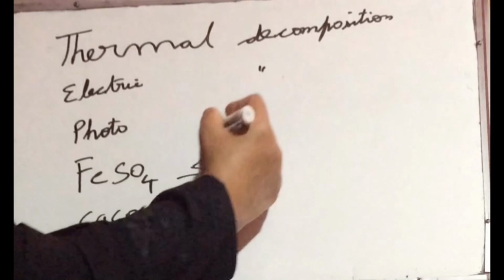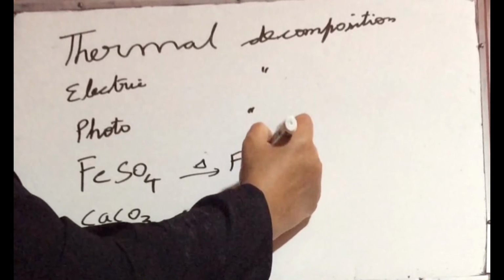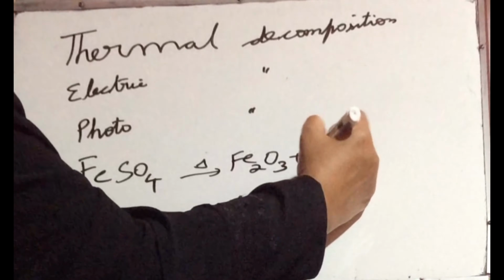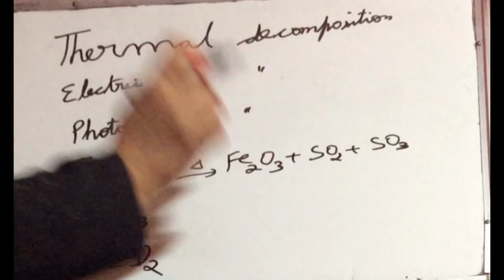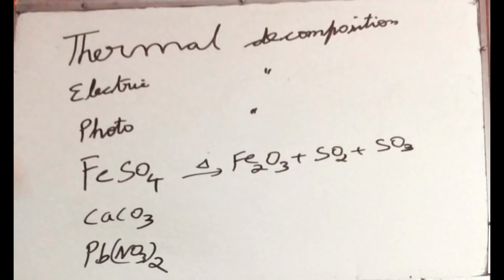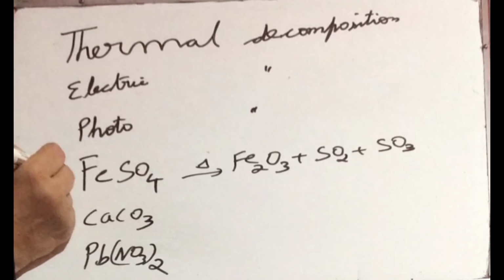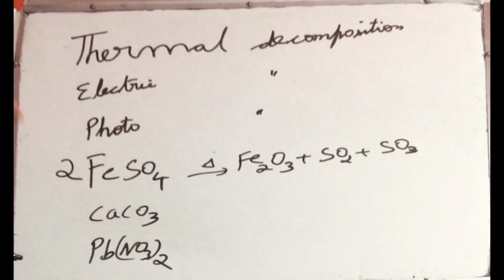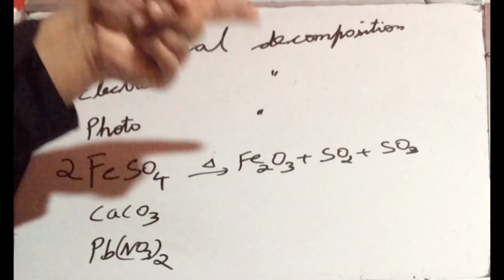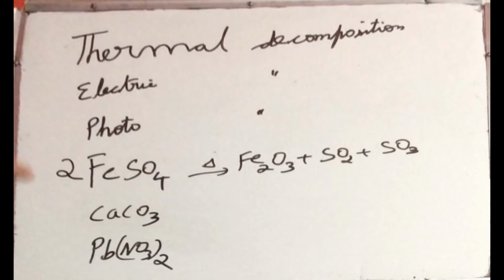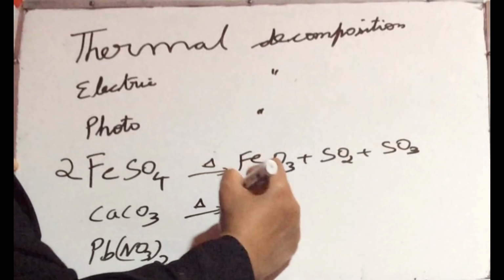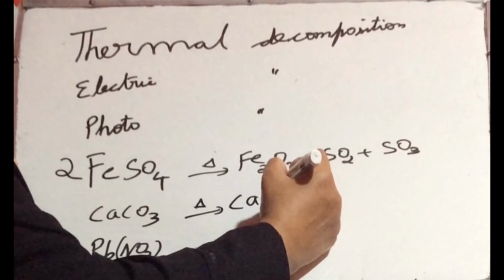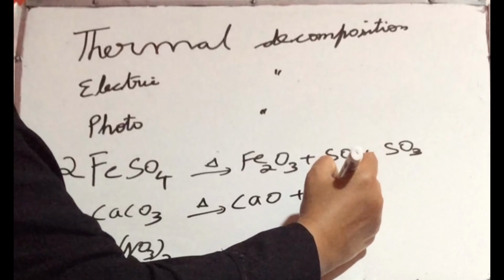First case, FeSO4, on heating, what will happen to FeSO4? You will get ferric oxide, Fe2O3 plus sulfur dioxide plus sulfur trioxide. These two are gases and this is a precipitate. So balance the equation. Whenever you write, you have to balance the equation. So 2FeSO4 gives Fe2O3 plus SO2 plus SO3. Next, coming to calcium carbonate. What will happen to calcium carbonate? On heating it will give you calcium oxide plus carbon dioxide gas.